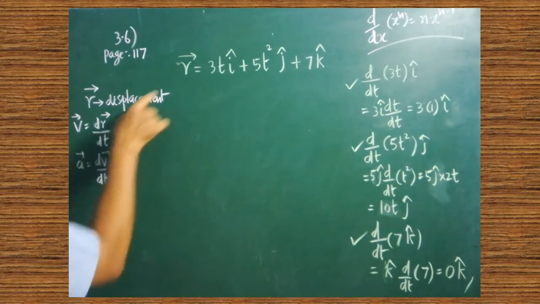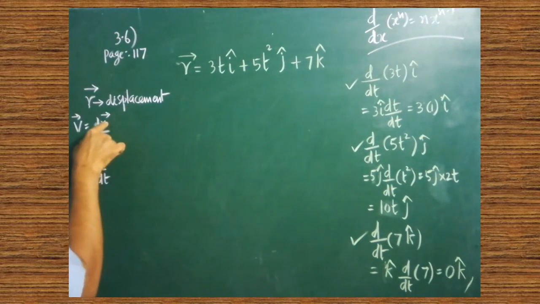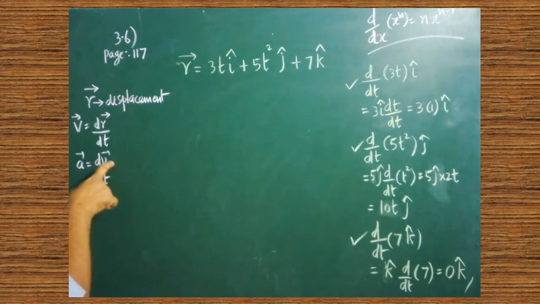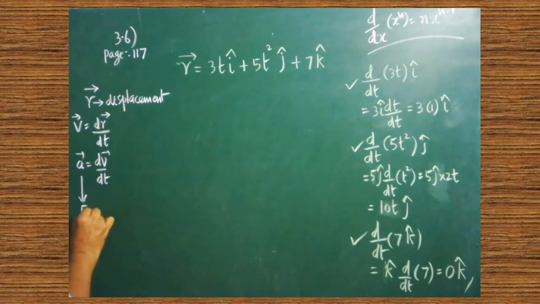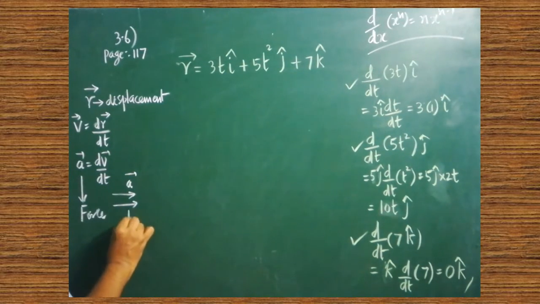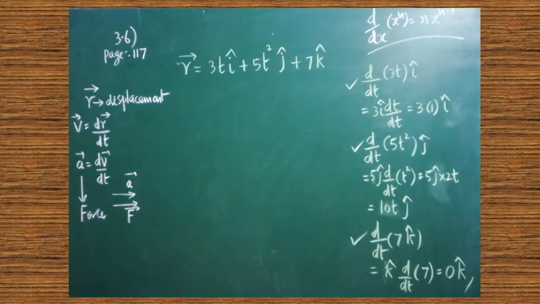Note down, the position vector gives you the details about the displacement. If displacement changes with respect to time, we are able to calculate the velocity. If velocity changes with respect to time, we are able to calculate the acceleration. The acceleration and force both act in the same direction. Make a note, acceleration and force are both vectors. If force acts on the body, that body gets accelerated. So both of them will be acting in the same direction.